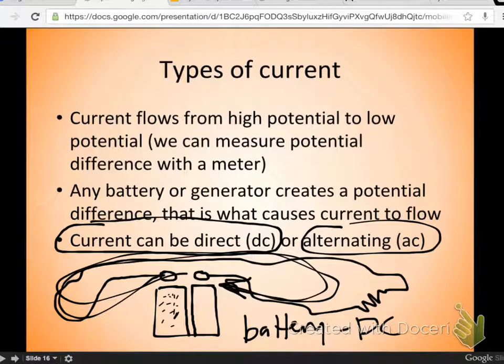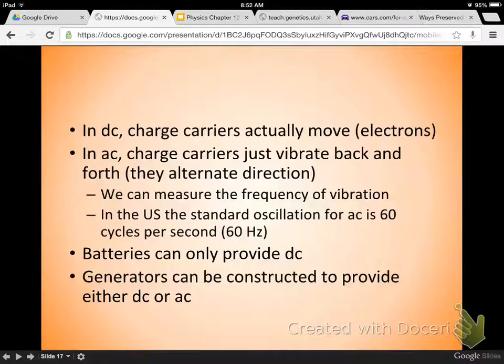Alternating current is what comes into your house. And in alternating current, you have reversals in the flow of charge. And the frequency of those reversals is given as the frequency of the charge. So typical household current is 60 hertz, so 60 reversals per second. But yeah, AC is what comes into your house. Batteries are DC.